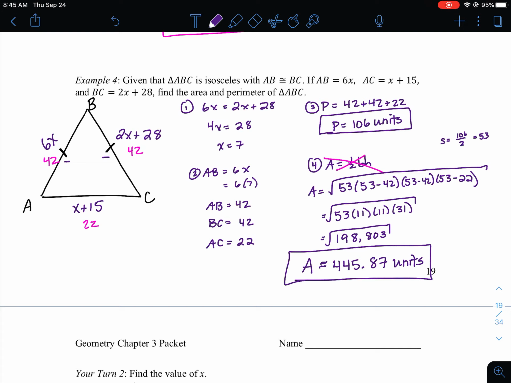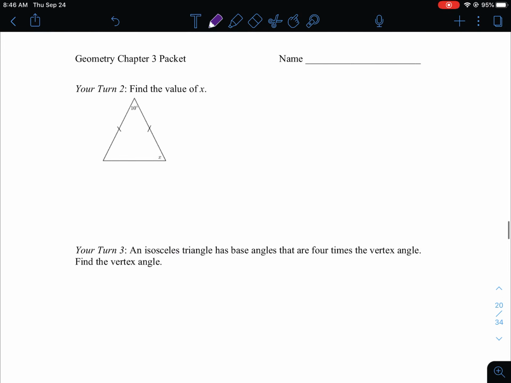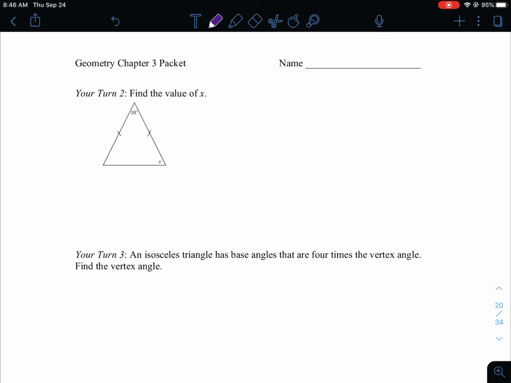All right, so take a moment. Try the next 3 your turns. So there's only 3 your turns. And then check your work whenever you're finished.